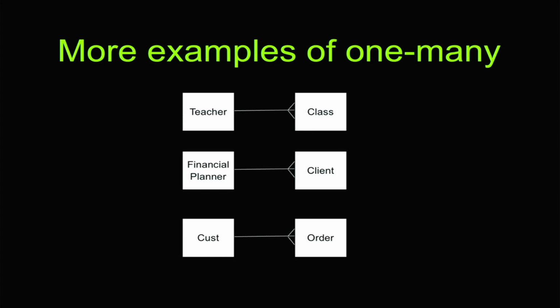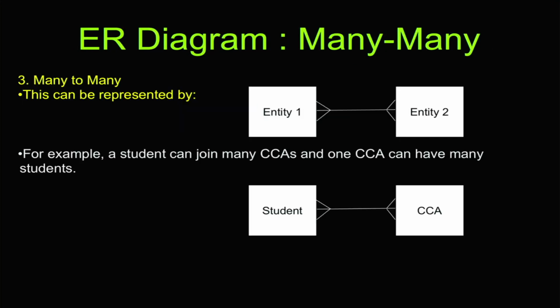And the customer and order. Let's say you use a website like Shopee or Lazada. As a customer, you can make multiple orders, but every order belongs to only one customer. You cannot have more than one customer assigned to an order. So this is one-to-many. I hope you're okay so far.